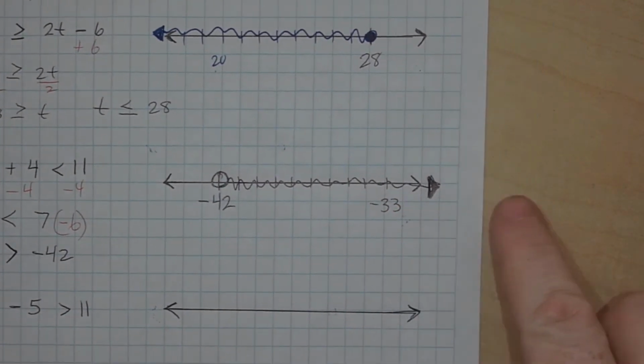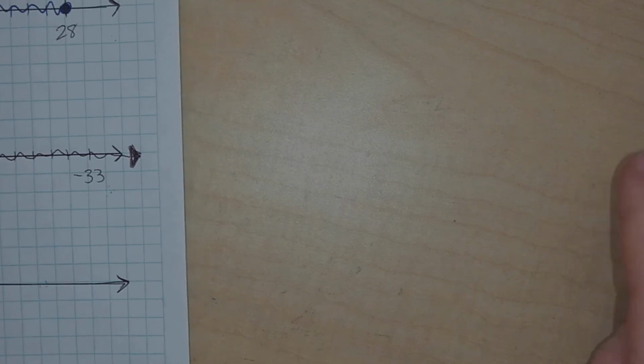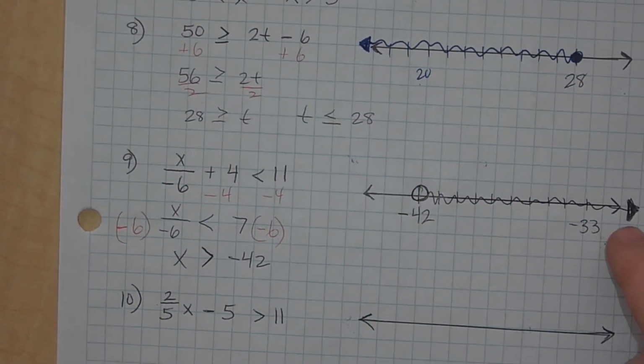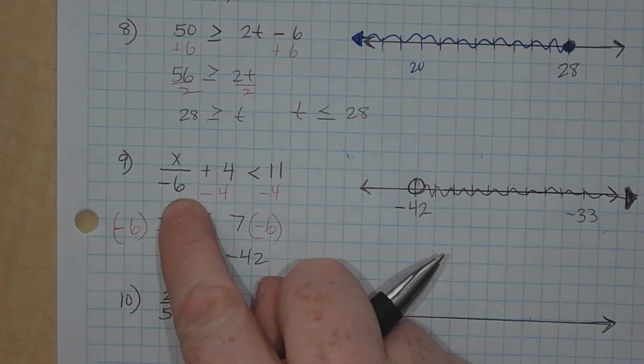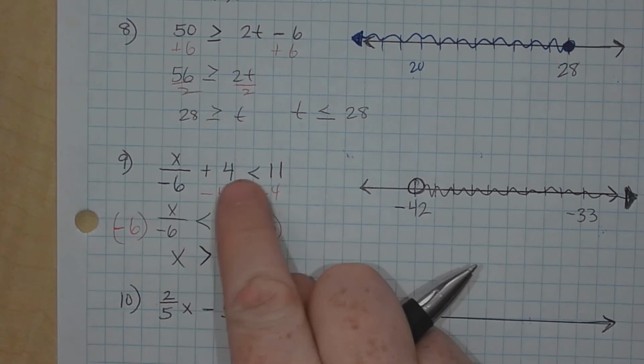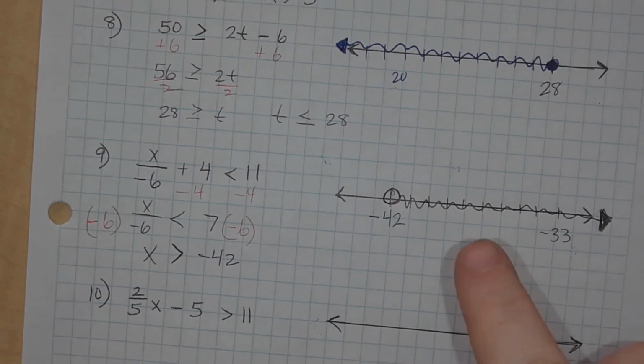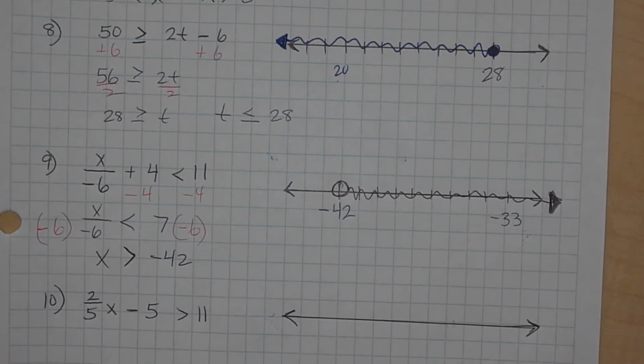Now, eventually you're going to hit 0 way down here somewhere, right? So 0 could be part of your solution set. And if you want to plug that in, that works. 0 divided by -6 is 0. 0 plus 4 is 4. Is 4 less than 11? Yes, it is. We've got the right side shaded in.